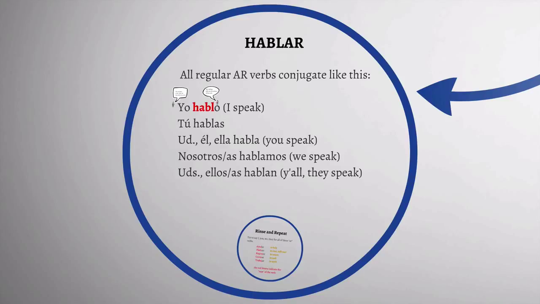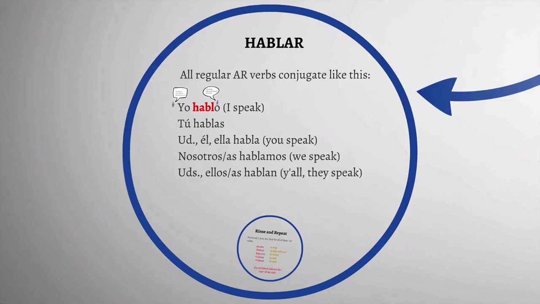Repeat after me. Yo hablo. Tú hablas. Usted habla. Nosotros hablamos. Ustedes hablan. Notice, for purposes of time, I'm leaving out el, ella.